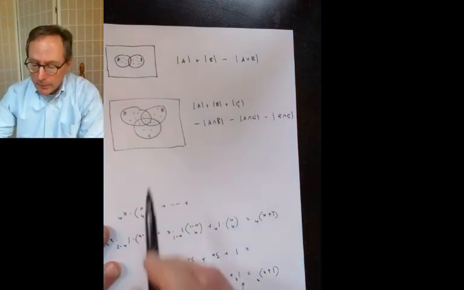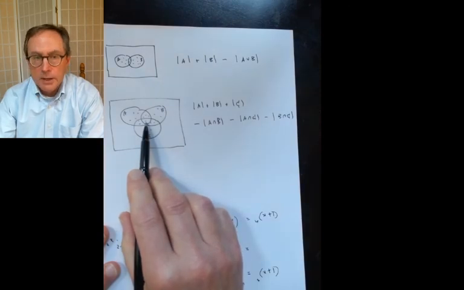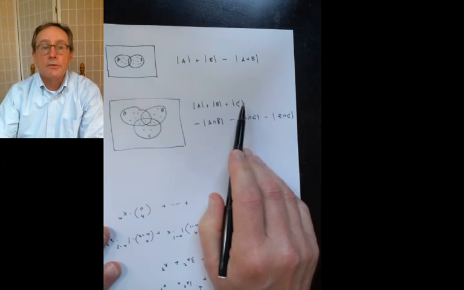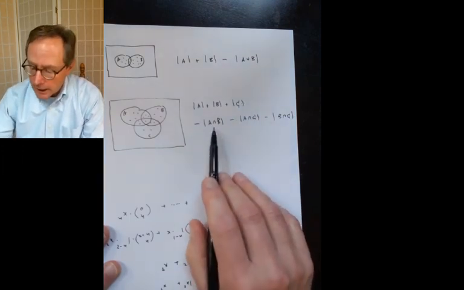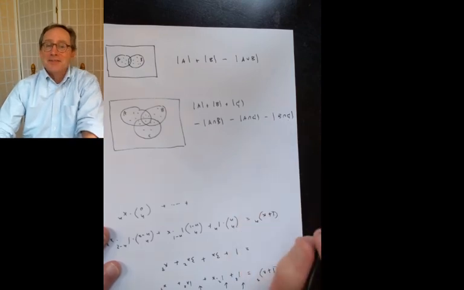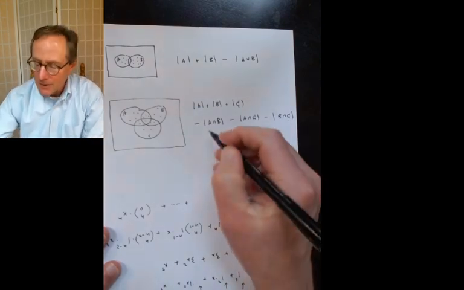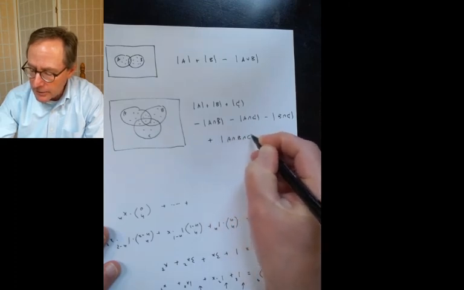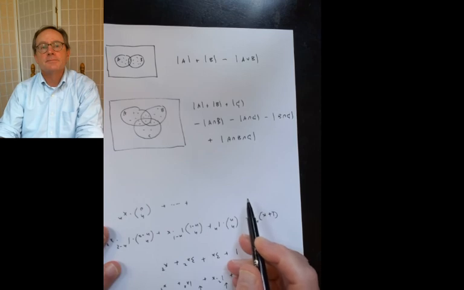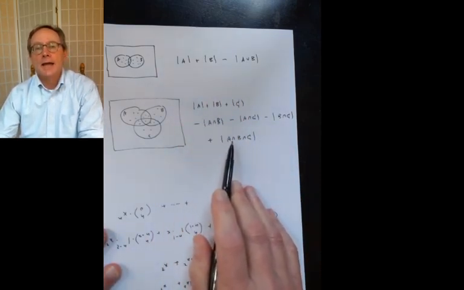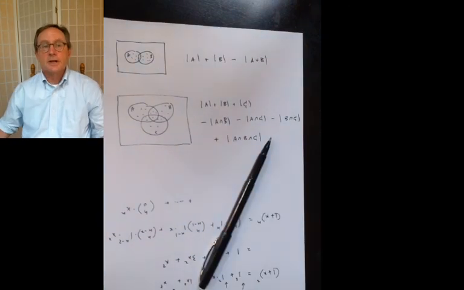But wait, look at these ones right here all the way in the middle. That dot all the way in the middle got counted, so in fact, got triple counted. And then subtracted. It got uncounted 3 times. So we're down to counting 0, a net of 0. So I've got to add back A intersection B intersection C, all the things in there.